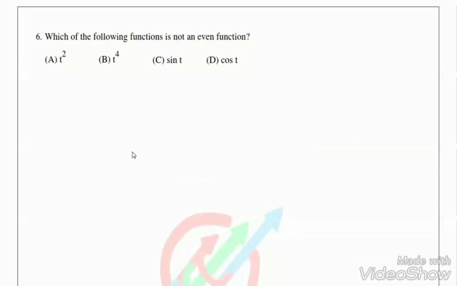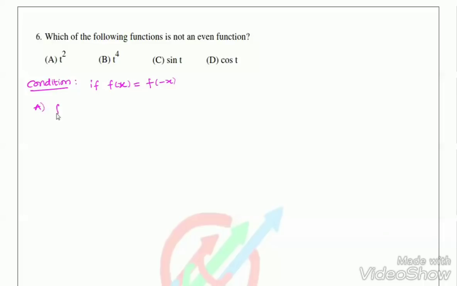Next question: which of the following functions is not an even function? Here the condition to be satisfied for an even function is: if function f of x is equal to f of minus x. That means f of minus x and f of x both are the same, and we can call that an even function. So let's check with option A.